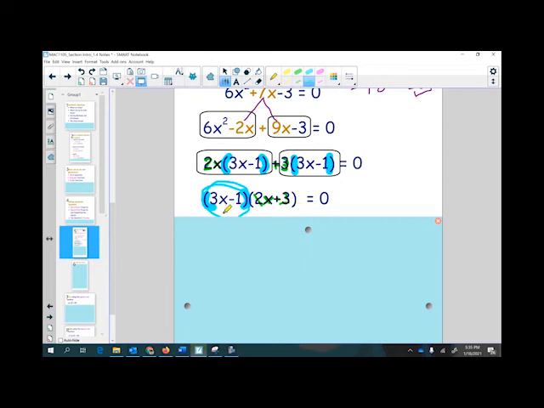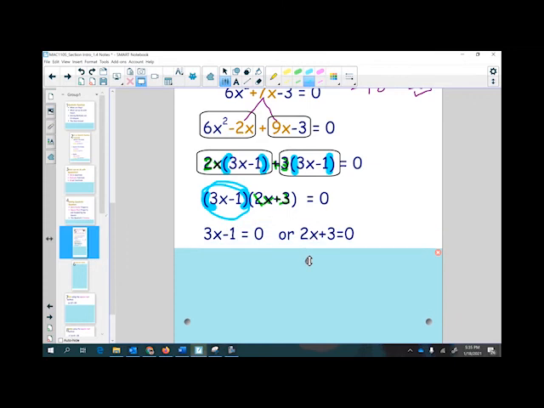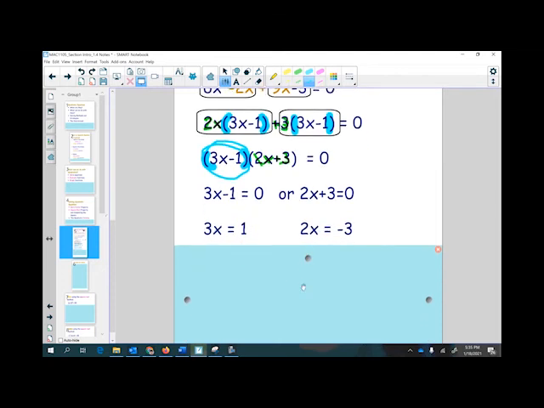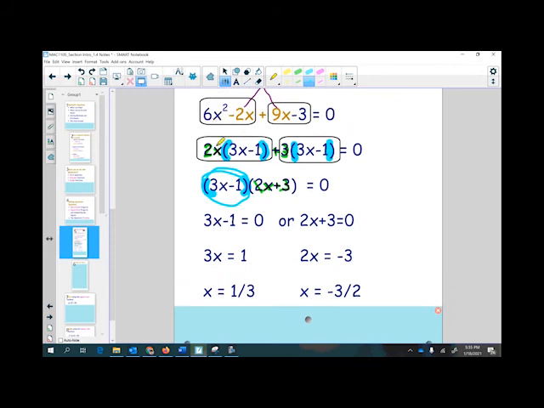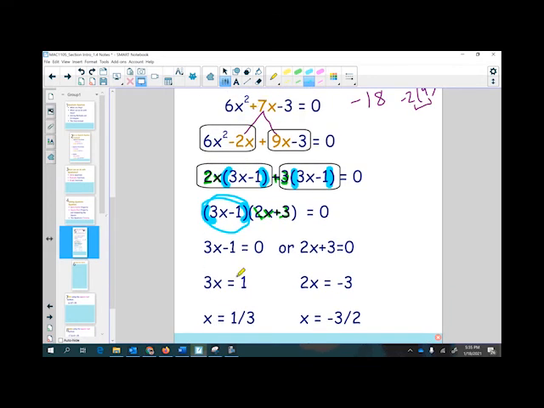That means either this blue piece was equal to 0, this green piece is equal to 0, or possibly both. That's how I'm going to find my answers that will satisfy the equation. So I take each factor, set it equal to 0, and continue to solve until I get my 2 answers. Then you plug them back into the original equation and make sure that you do them one by one, not both at the same time. Take 1/3, plug it in anywhere you see an x, simplify and make sure it equals 0. Do the same with this one.